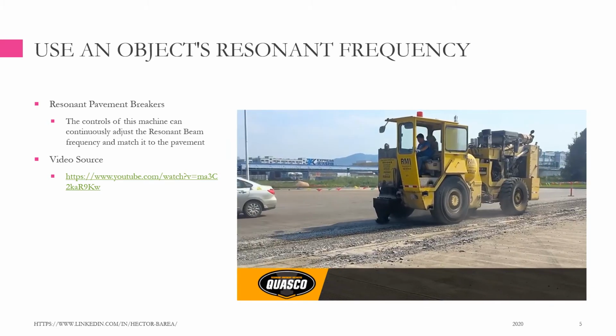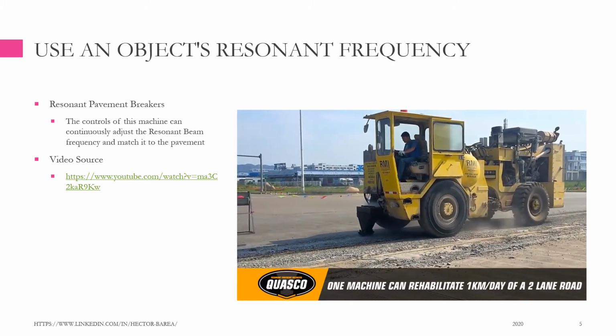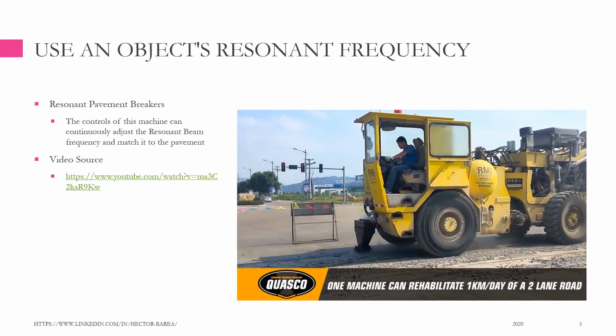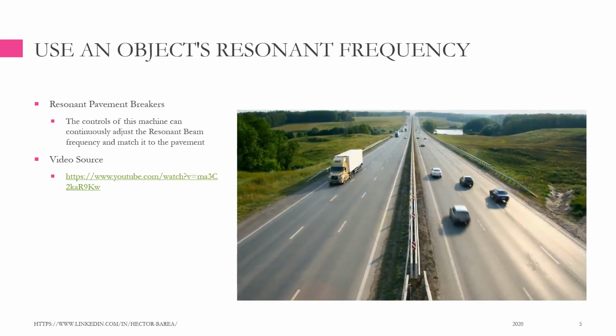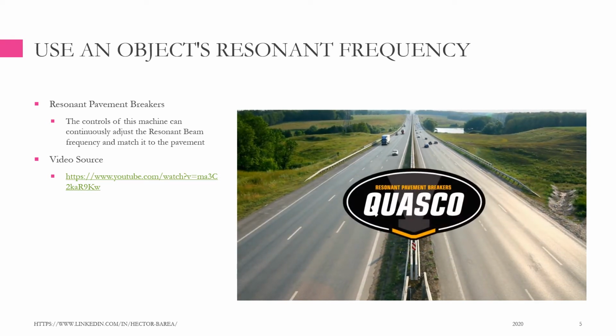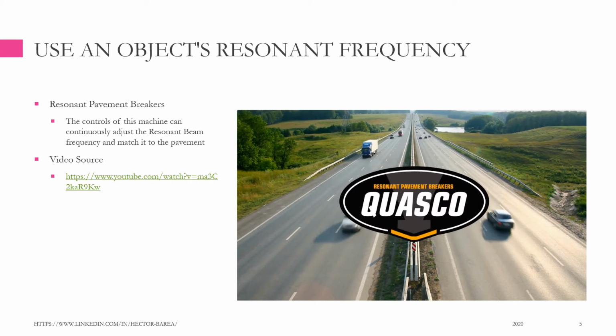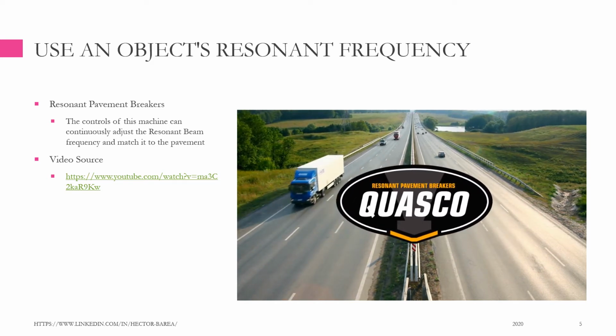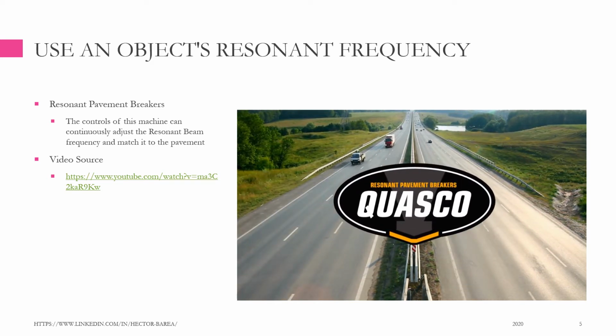The process is so quick that one machine can rehabilitate 1 kilometer of a 2-lane road per day. With over 5 million square meters of concrete pavement rehabilitated, Quasco's resonant rubblization process has proven to be the superior alternative to traditional roadway reconstruction.